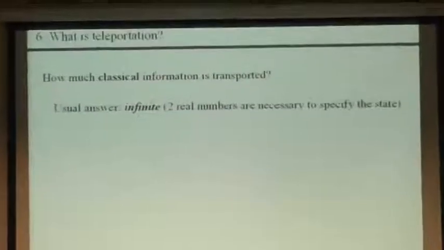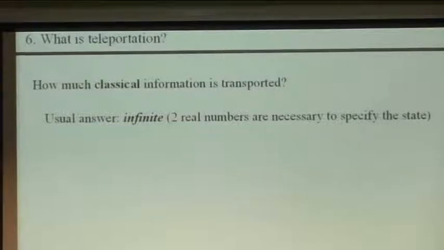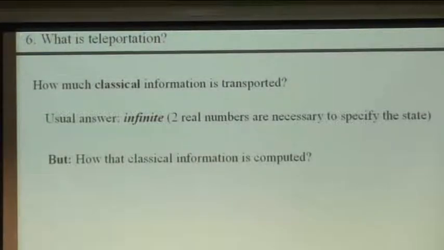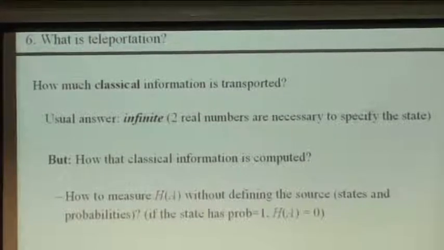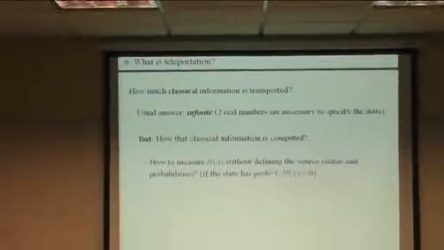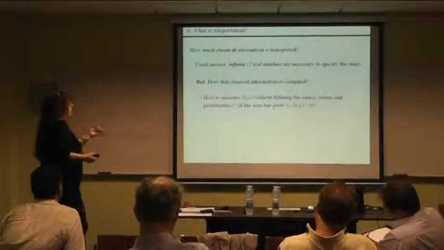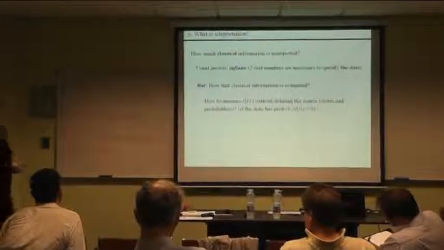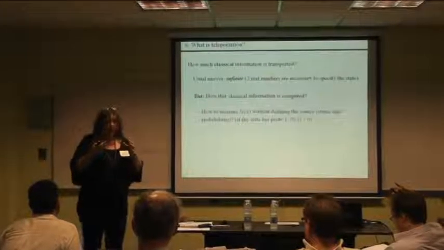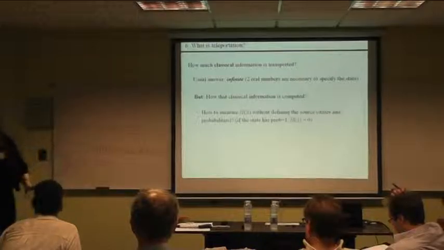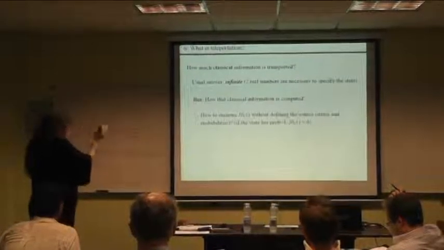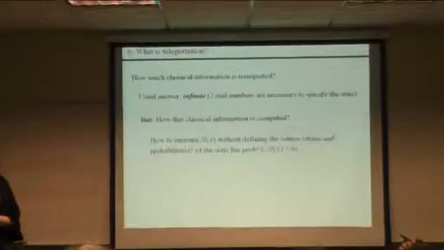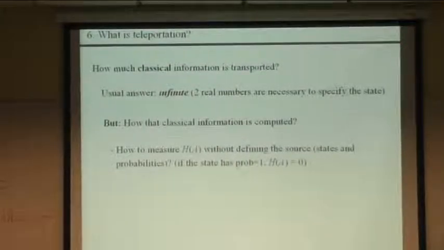Because we need two real numbers to specify the state. This is what is usually read there. But the question is how that classical information is computed. How can I measure the Shannon information if I don't define the source completely? I need to know which are all the states and which are the probabilities. If the state were the only one, it would have probability one, and the entropy would be zero. In this case, different from algorithmic information, to define information we need the definition of the whole source, and not to talk about a single state.